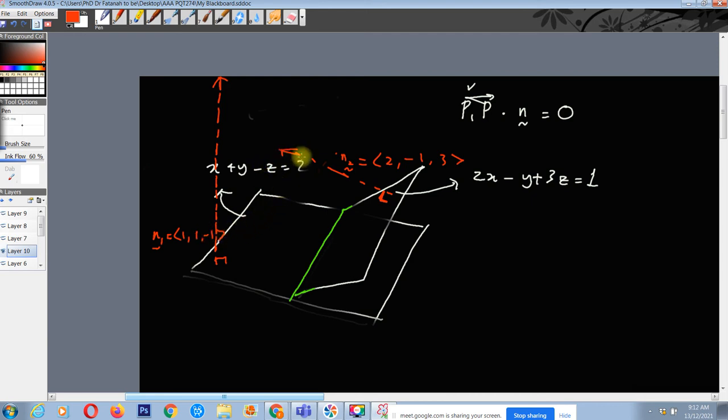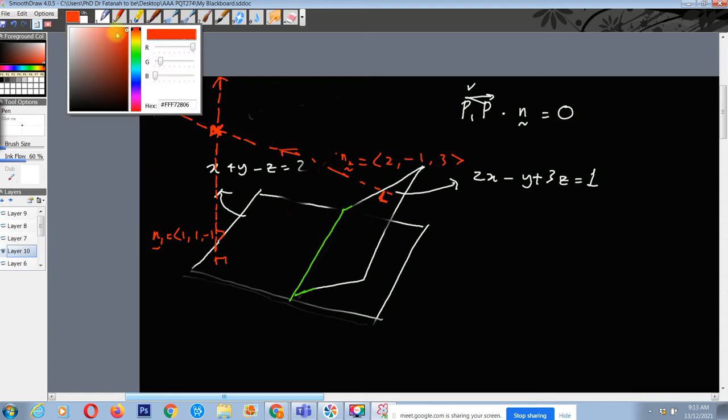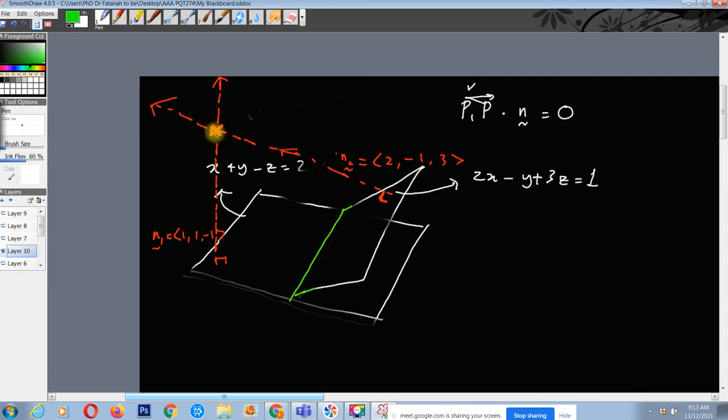So if we go straight along this line, which is perpendicular to this plane, we will get the intersection here. If these two lines cross, we will get the green one, right? This line is parallel to this line. Is that right? Okay?